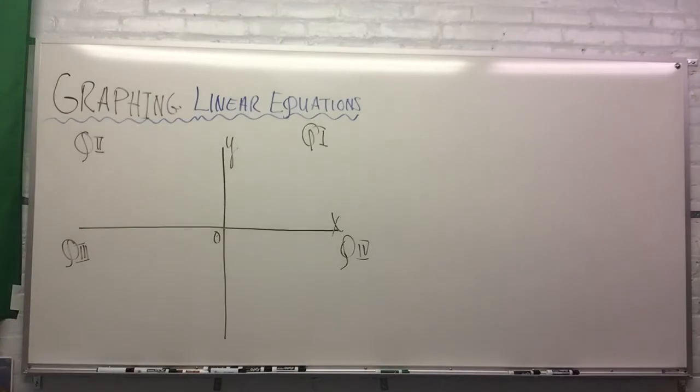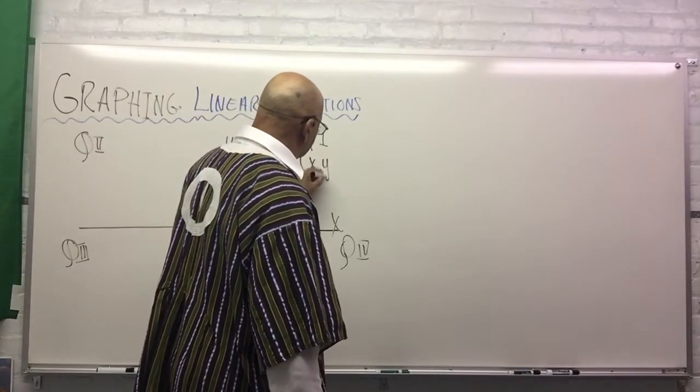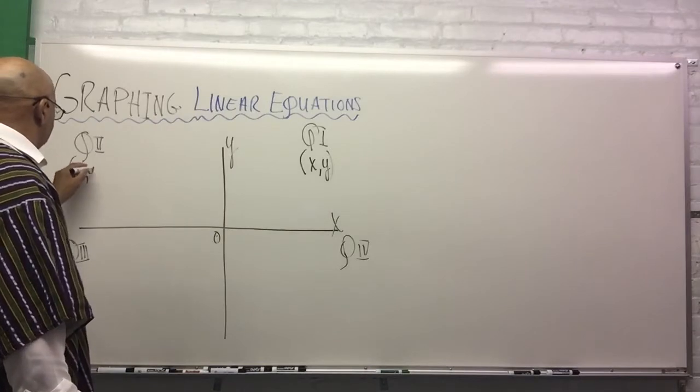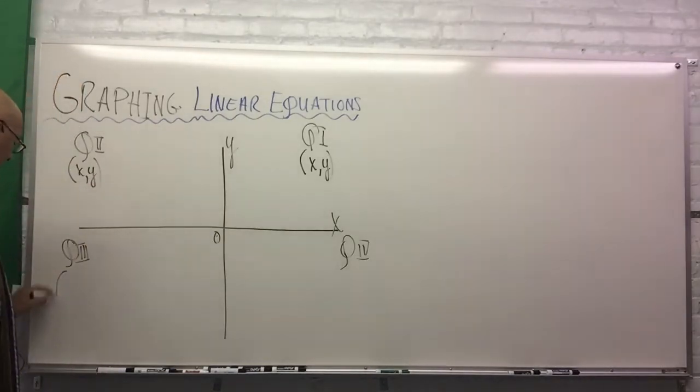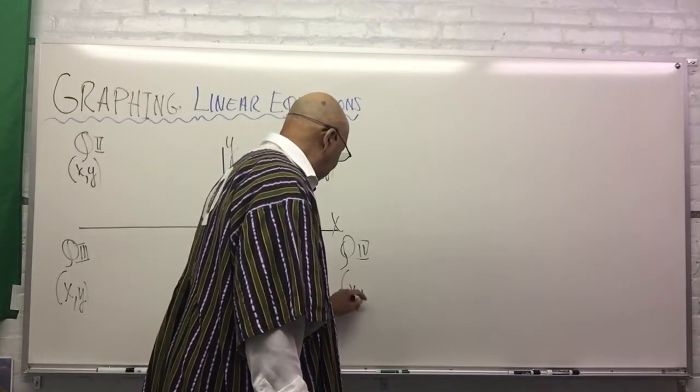We know that to plot a point anywhere on the coordinate plane, we need two values, an ordered pair, where x is first, then y. These are ordered pair configuration. X is first, then y.